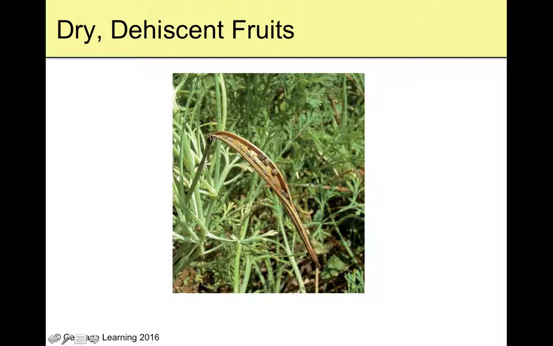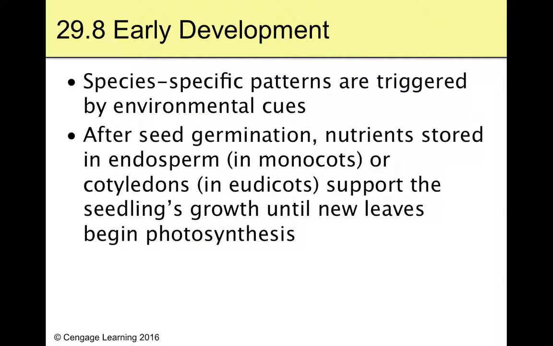Here's the dried dehiscent fruit. It's split open in the sun. There's little black seeds in here that'll be blown away in the wind. Some of them have already been flipped out when it split open, and it's planting next year's plants that way.